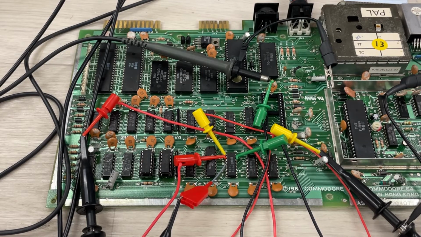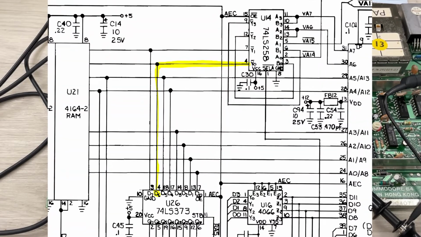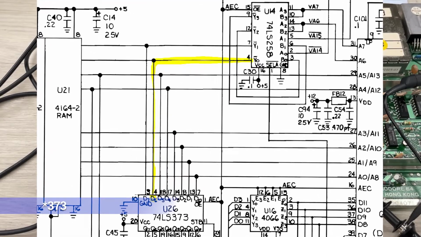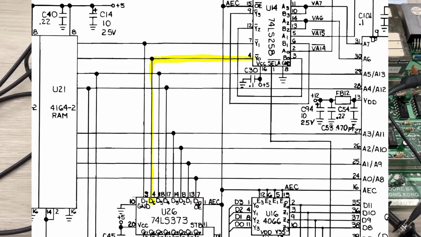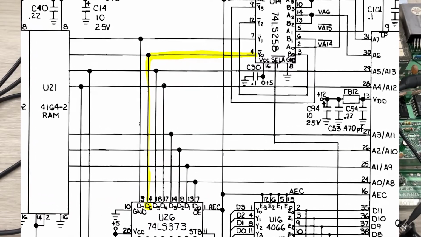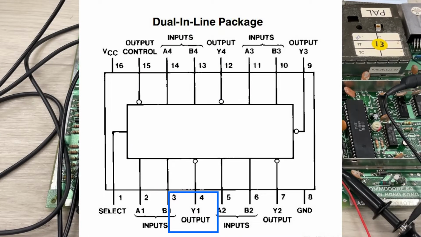So let's move on and check output pin number 4, which is going on my D6 on the 74LS353 U26. Pin number 4 is on the schematics output Y1, which is connected to inputs A1 and B1, pins 2 and 3. So let's check input A1 for the time being and see what I get out of it.